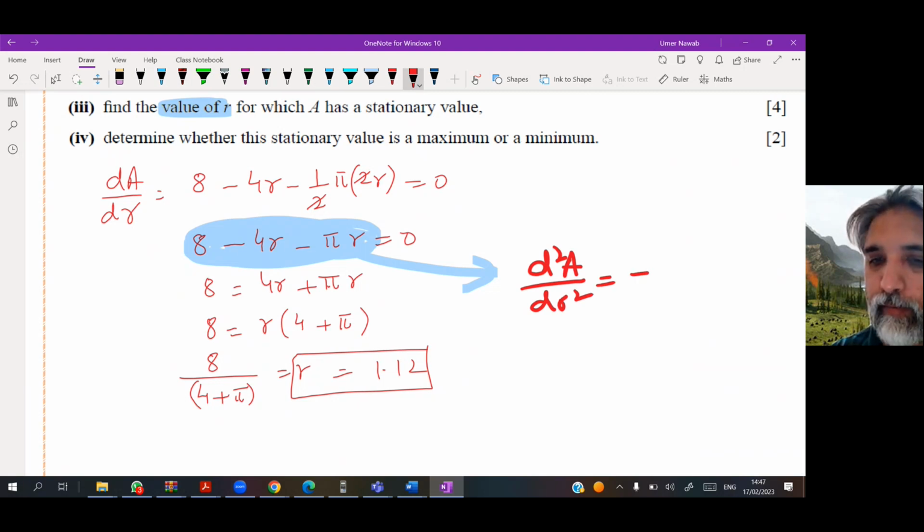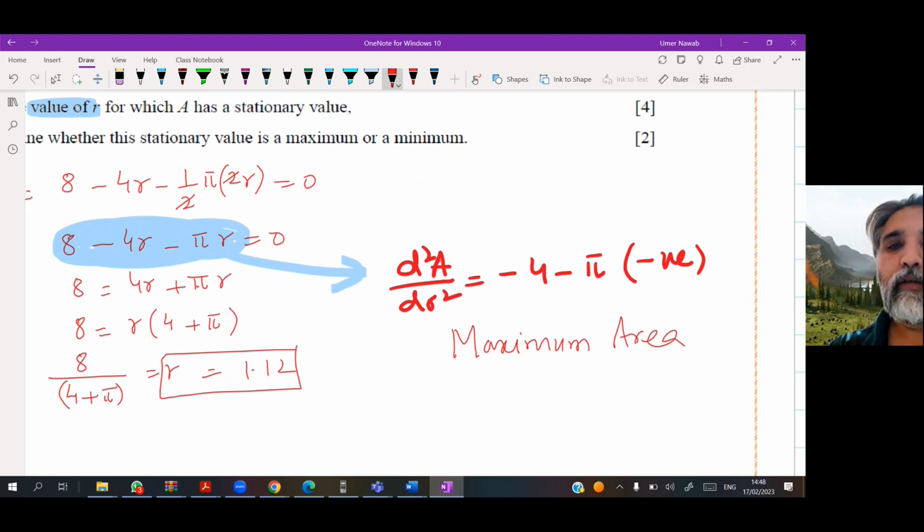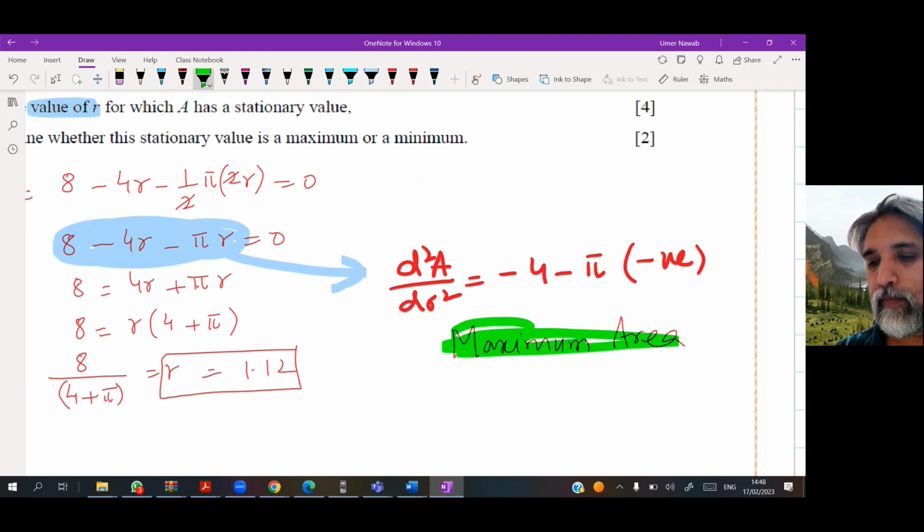And if I take the second derivative, it will give me minus 4 minus pi, which is a negative value. So negative tells you that you are going to get a maximum area. That's all with this question, boys.